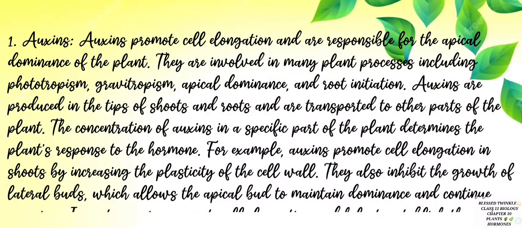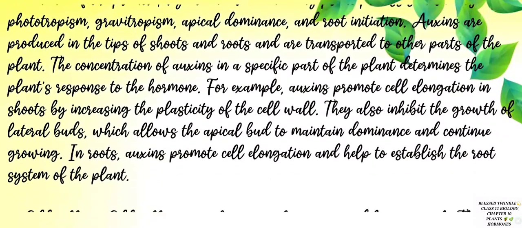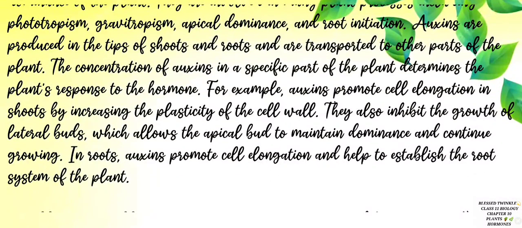For example, auxin promotes cell elongation in shoots by increasing the plasticity of the cell wall. They also inhibit the growth of the lateral buds, which allows the apical bud to maintain dominance and continue growing. In roots, auxin promotes cell elongation and helps to establish the root system of the plant. Auxins play a very important role in plants.